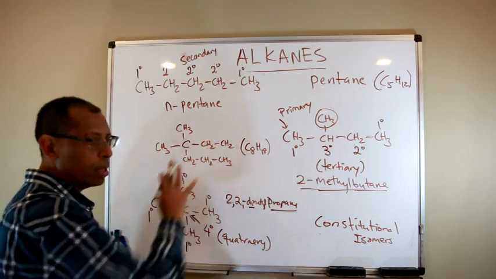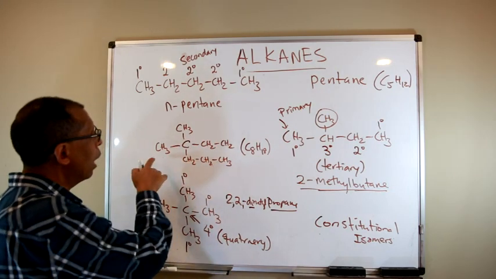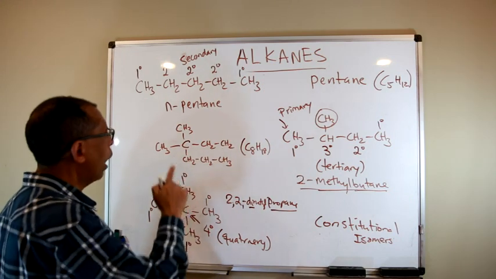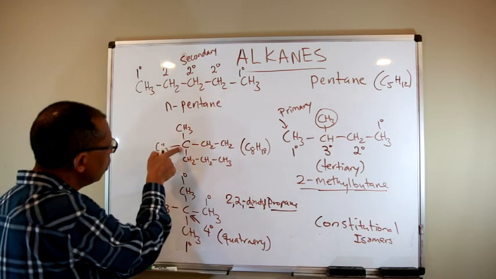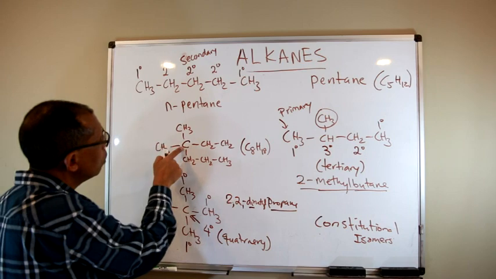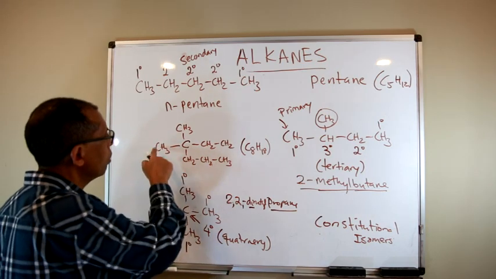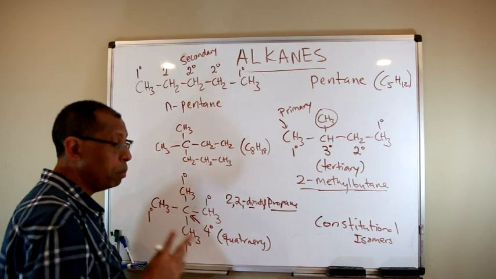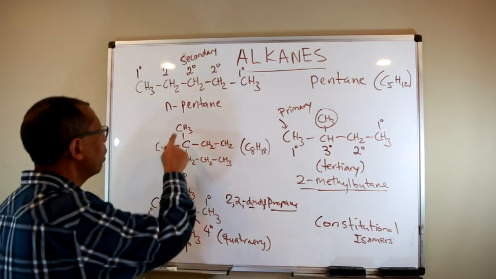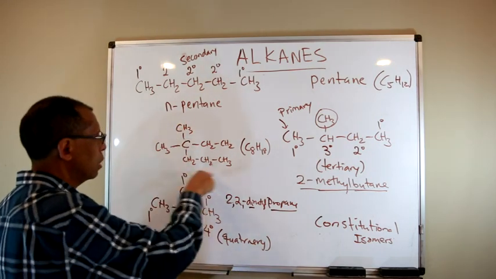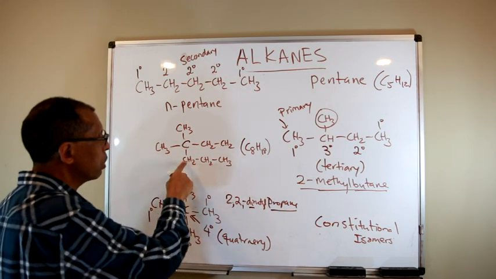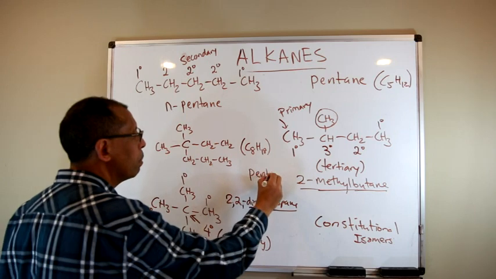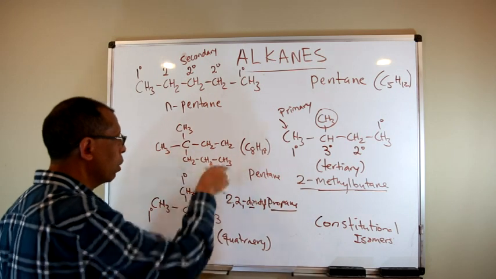To name this, the longest chain is 1, 2, 3, 4. Now I have to check 1, 2, 3, 4, 5. So the longest chain would be 5 carbons. So the base would be pentane. If I just do this, 1, 2, 3, 4, 5, it is a pentane base because it's a 5-carbon long chain.